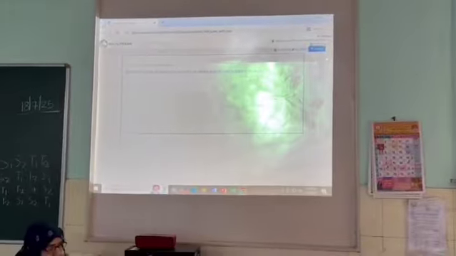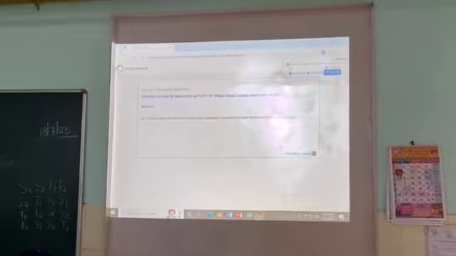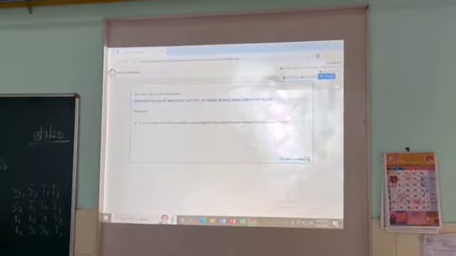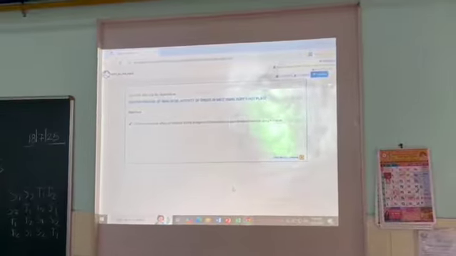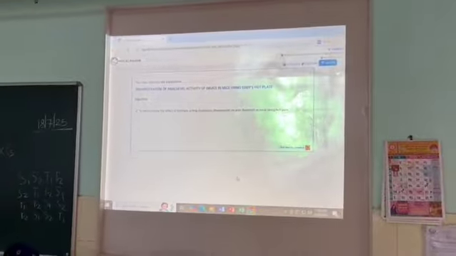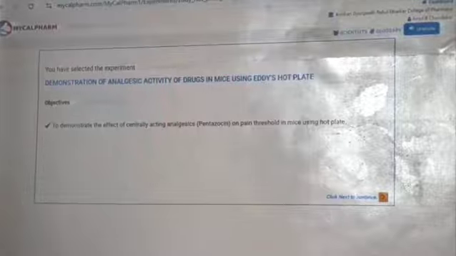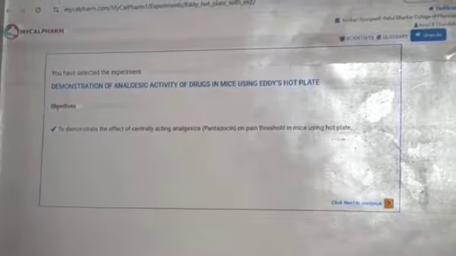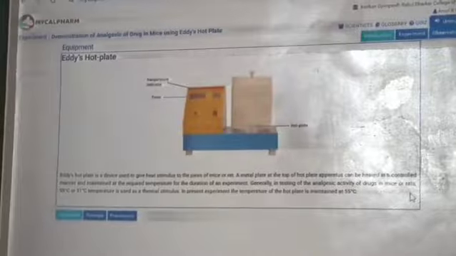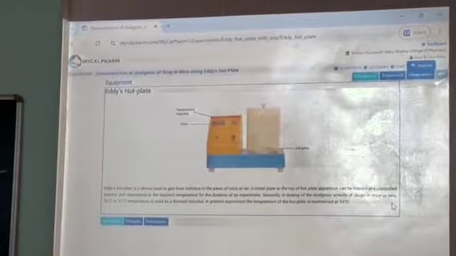So we have selected the experiment on the effect of analgesics, which is from your syllabus. Here you can see the objective of the experiment: to demonstrate the effect of centrally acting analgesics. The drug given is pentazocine, on the pain threshold in mice using a hot plate. Which method are we using here? It is nothing but Eddy's hot plate method. In Pharmacology 1, we have already studied it.